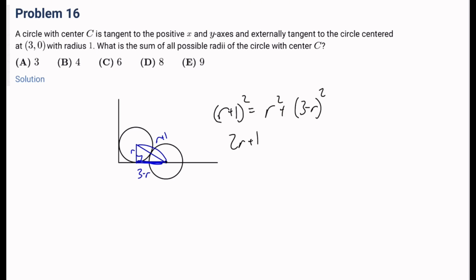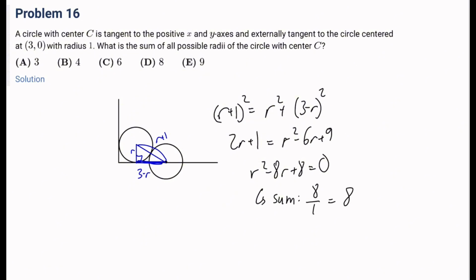So 2r plus 1 equals r squared minus 6r plus 9. And so r squared minus 8r plus 8 equals 0. And so the sum of the roots is going to be 8 over 1, which is 8, right? And so 8 is the sum, it's D.